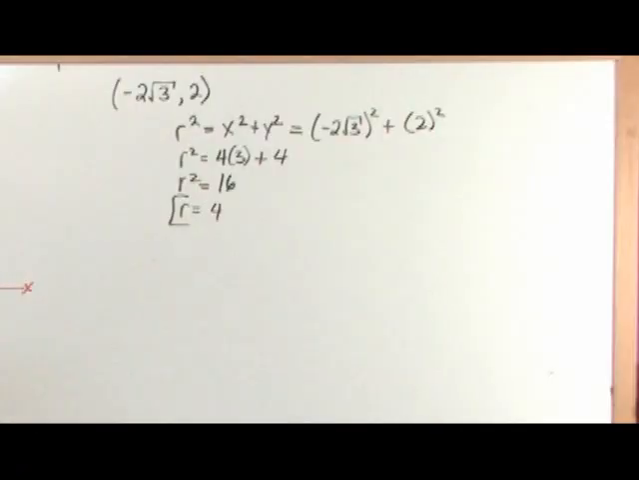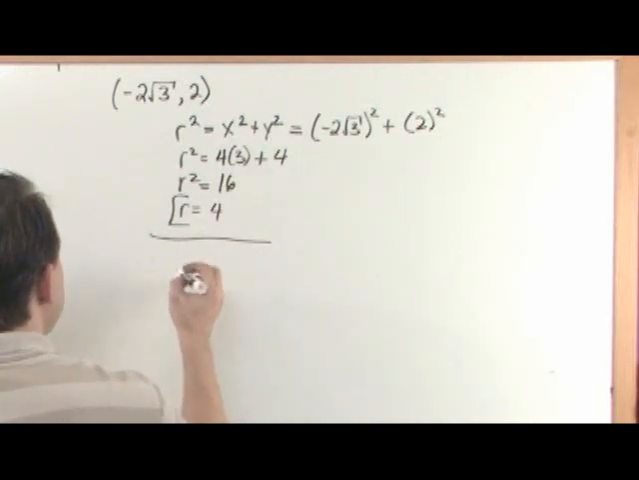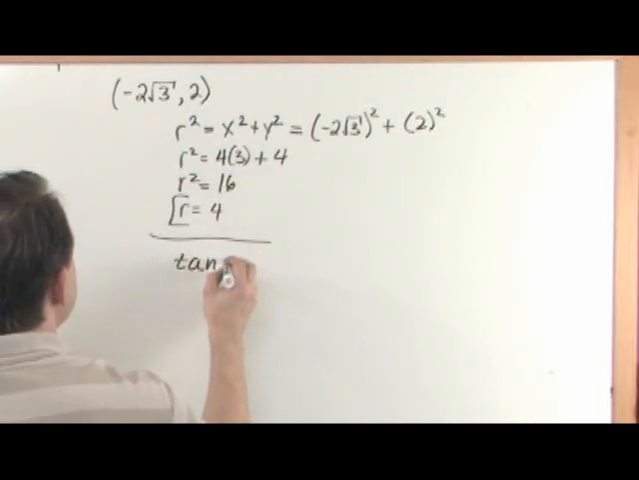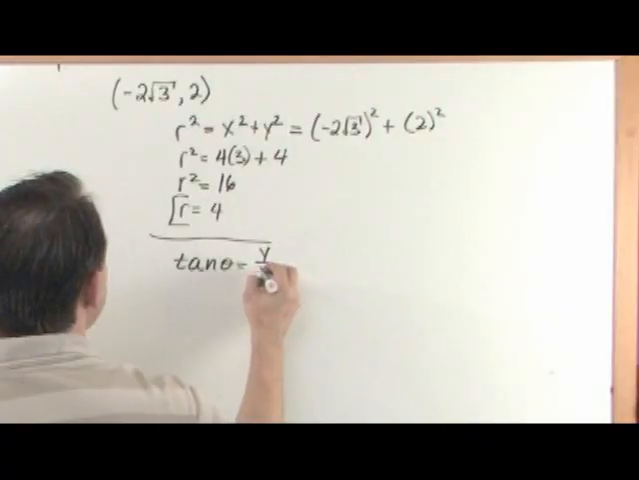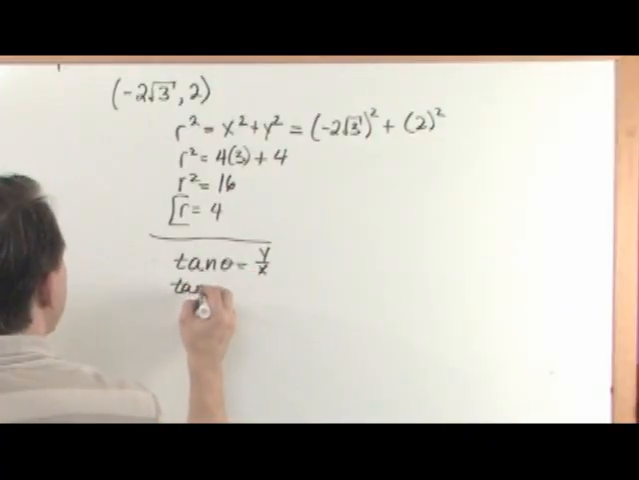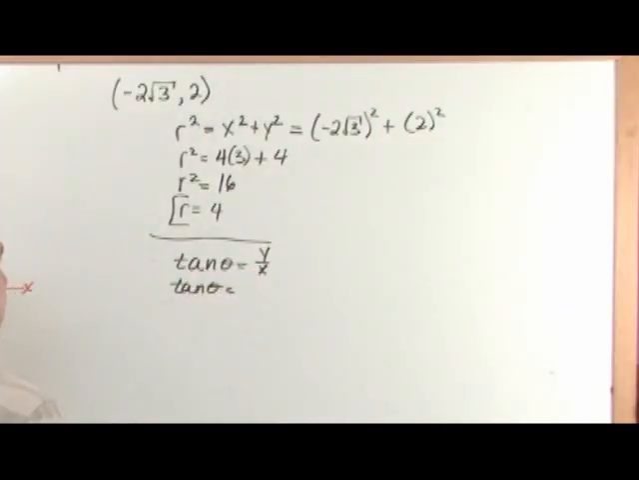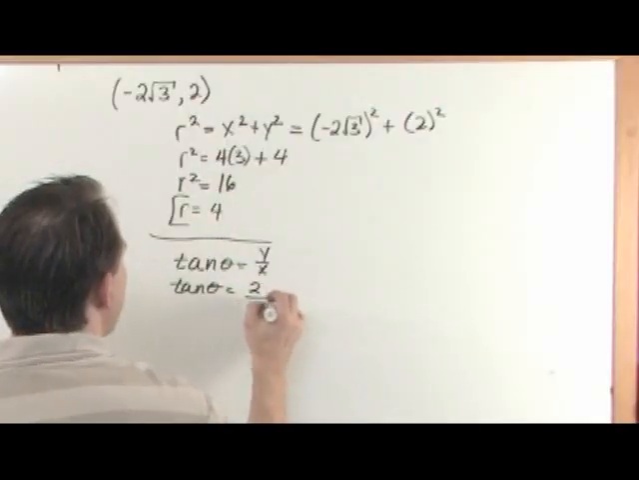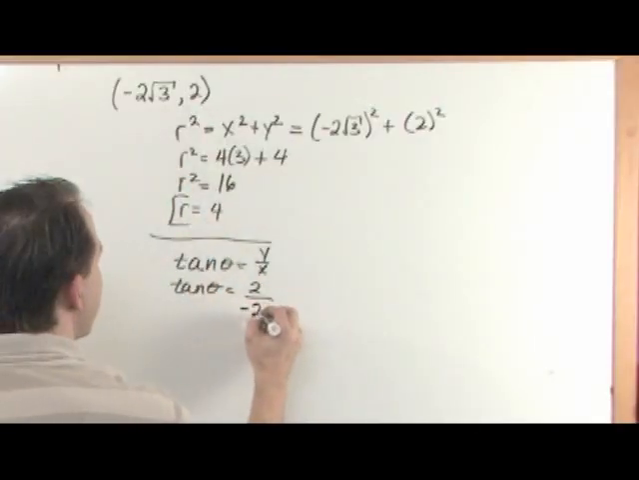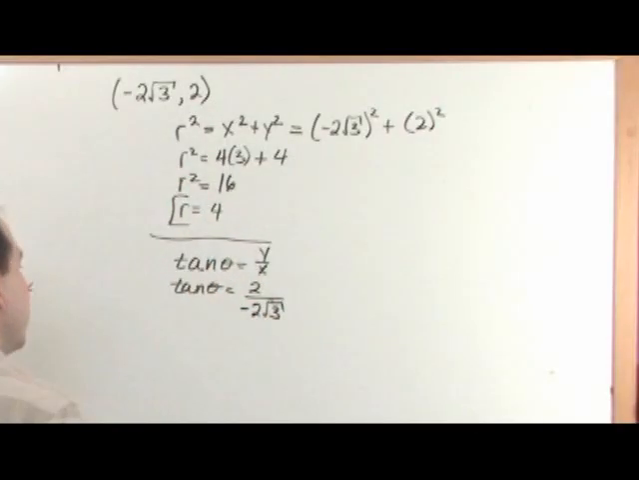So you see we did get the same radius, and that's because these problems are very similar. Now to find the angle, we just remember that the tangent of theta is equal to y over x. So the tangent of theta is going to be equal to y, which is 2, over x, which is negative 2 times the square root of 3. Okay, so it looks incredibly similar. It's just that in the last problem, the minus sign was up here instead of down here.